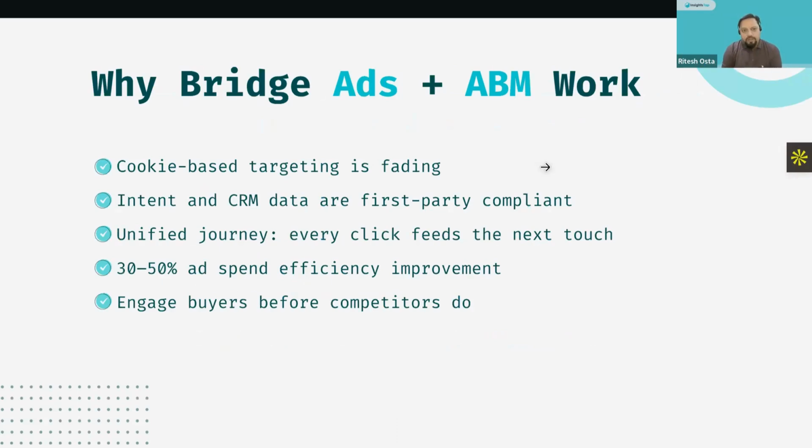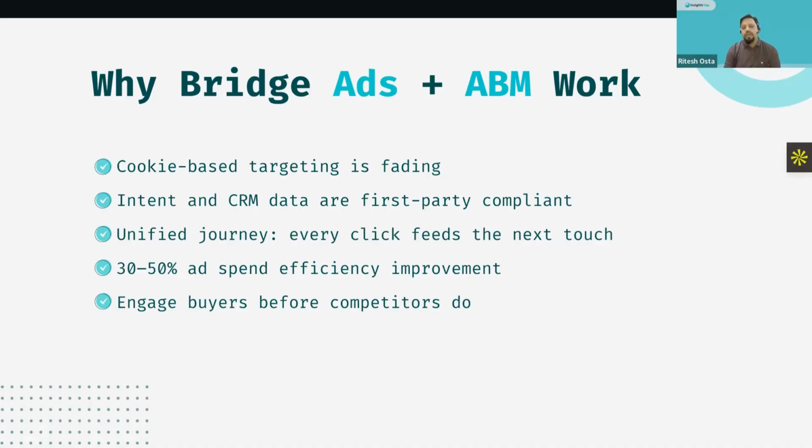Why bridge ads and ABM work? So ABM along with bridge ads does wonders because the cookie-based targeting is fading, right? More and more companies are now moving away from cookies. So here you are getting all this intent signal and you are storing it on your own servers. So in many ways, that third-party information becomes first-party data for you. That means instead of just relying on cookies, you are getting all the signal and creating your own list in your own database, which you can reuse and reuse, right?